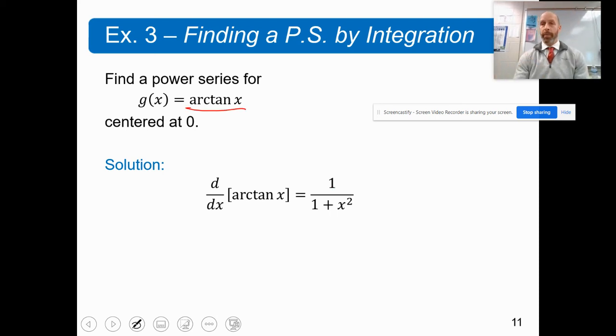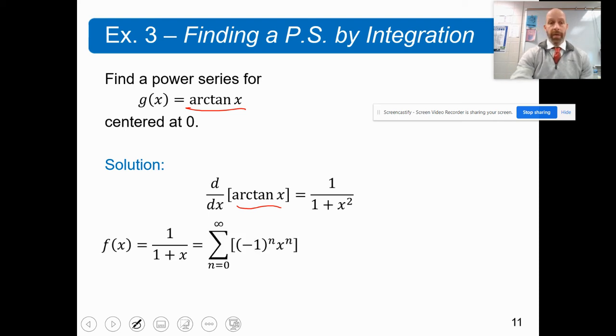Now I'm going to draw back on something that we learned back in, I think, chapter 2, which was differentiation. So this is Calc 1. The derivative of arctan is 1 over 1 plus x squared. Again, that probably doesn't mean much to you, but just pay attention here. Let's see what we can do with that.